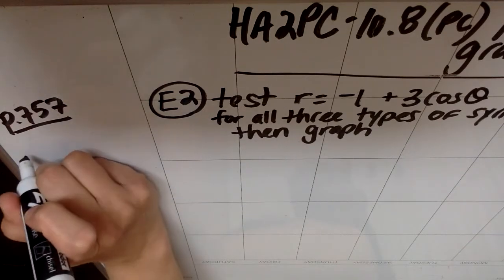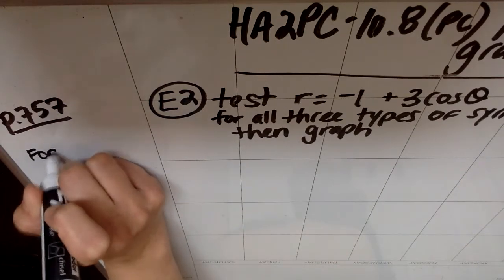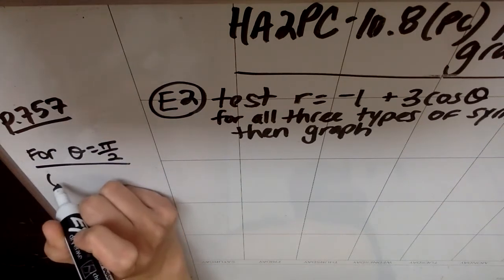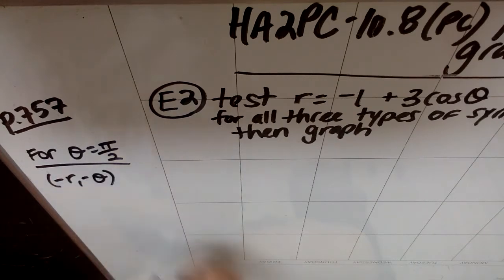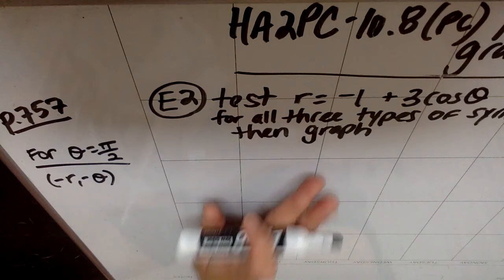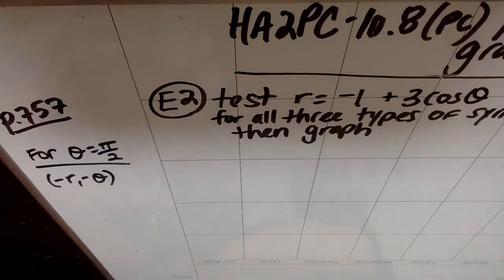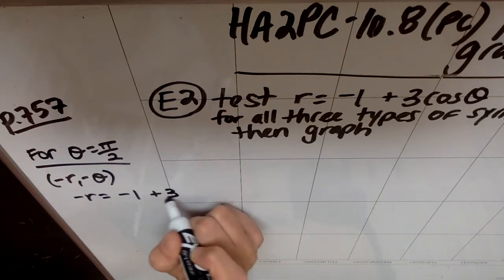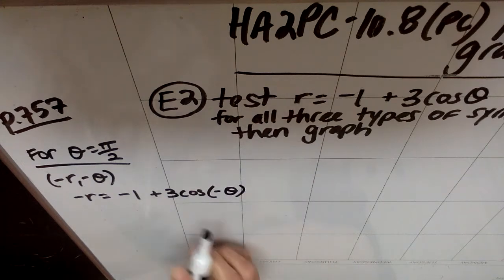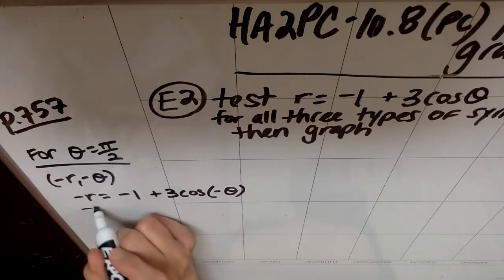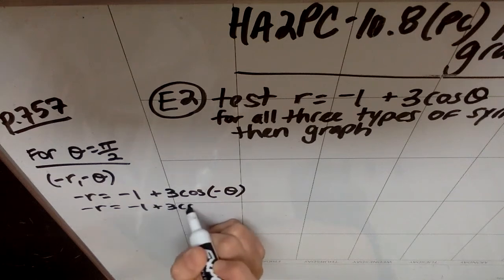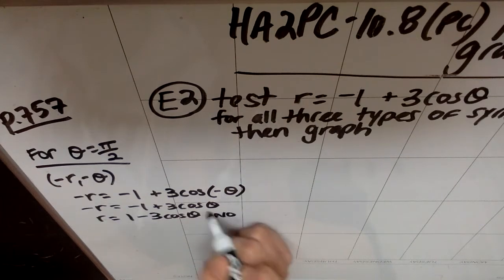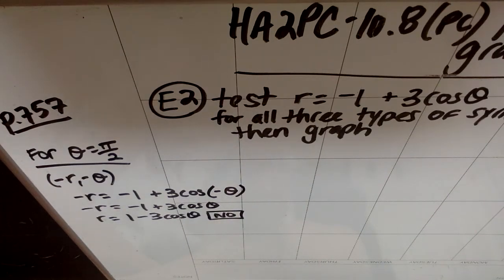So I'm going to start by testing for theta equals pi over 2, right? So to do that, the point I want to use is -r comma negative theta, right? So if I plug that in here and I get the exact equation back when I simplify, then I know that I have something symmetric about the line theta equals pi over 2. So -r equals -1 plus 3 cosine of negative theta. Well, we've already seen that since cosine itself is an even function, when I plug a negative in, nothing happens, and I just get 3 cosine theta. So I get r equals 1 minus 3 cosine theta, which is definitely not the same as the original function. It should look exactly the same, and it doesn't.